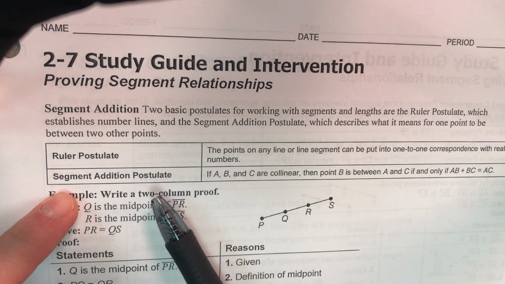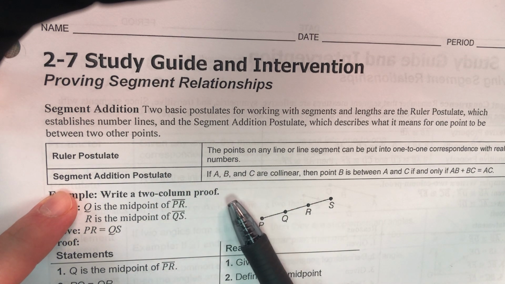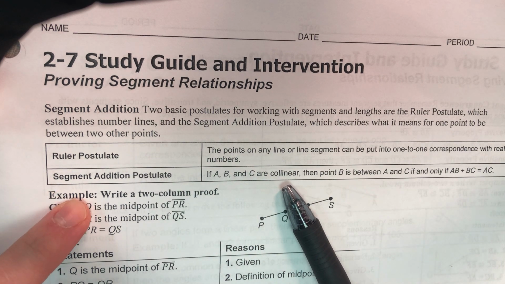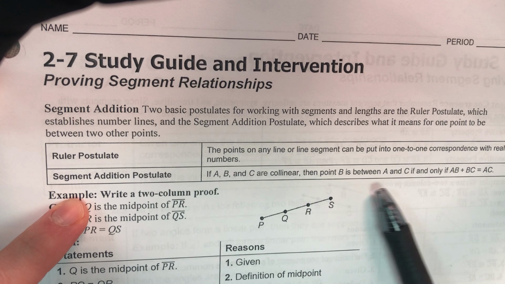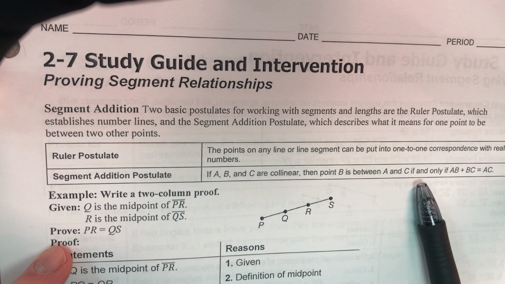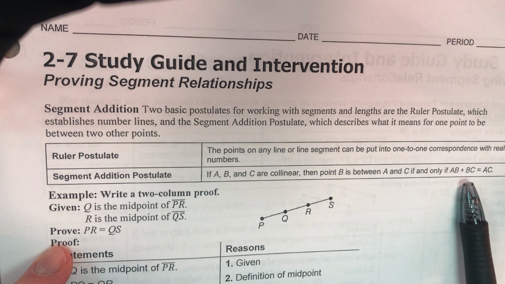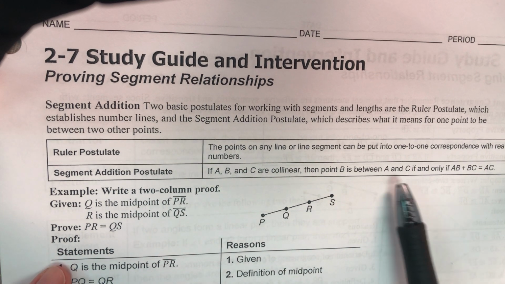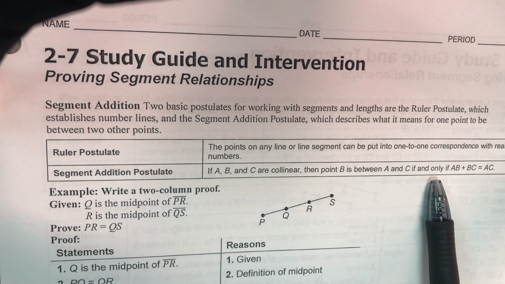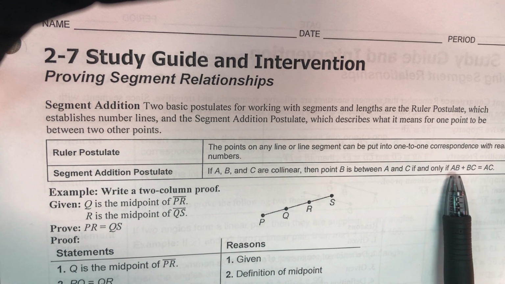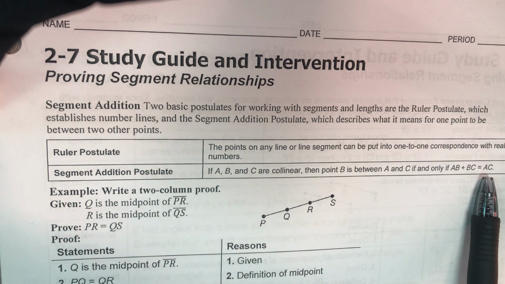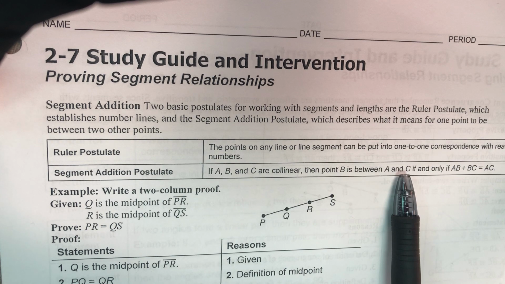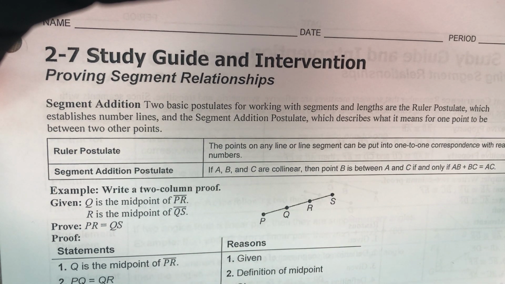Then we also have the segment addition postulate, which says if A, B, and C are collinear, so all on the same line, then point B is between A and C if and only if AB plus BC is equal to AC. So this is a biconditional statement, which means that if AB plus BC is equal to AC, we can also conclude that point B is between A and C and that those points are collinear.